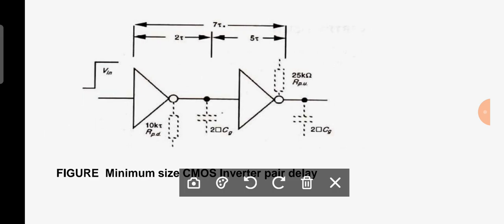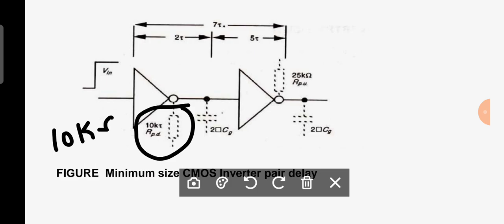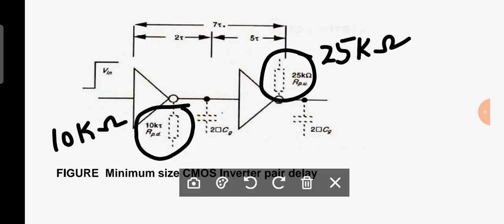That means if the input is 1, the pull down transistor will turn on, and the output will be 0. If the input to the next stage is 0, the pull up transistor will turn on. That is the concept they have given here. This is the pull down resistance. What is the resistance they have given? Pull down resistance is 10 kilo ohms. Here for pull up they have given 25 kilo ohms.